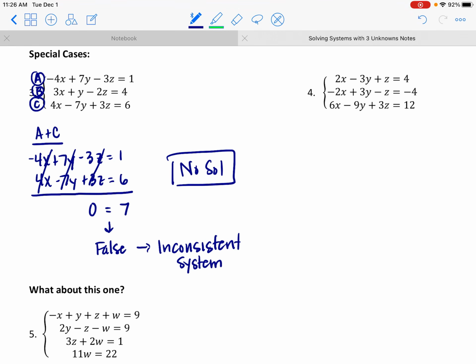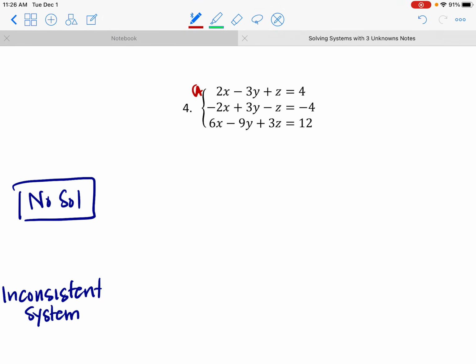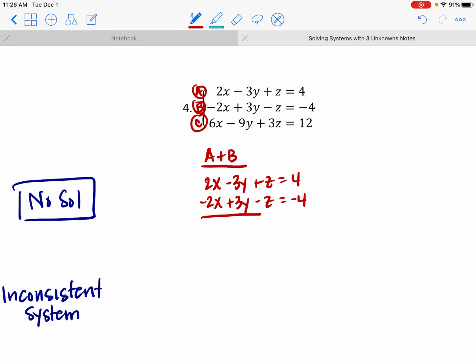All right, let's look at the other special case. Obviously, you know what's going to happen in this one, but just so you can see it, let's say we wanted to add A and B together. Okay, if we go to add A and B together, 2x minus 3y plus z equals 4, and then negative 2x positive 3y negative z equals negative 4. Well, this time, again, all the variables cancel, so you've got nothing left. But on the other side, 4 minus 4 gives you another 0.